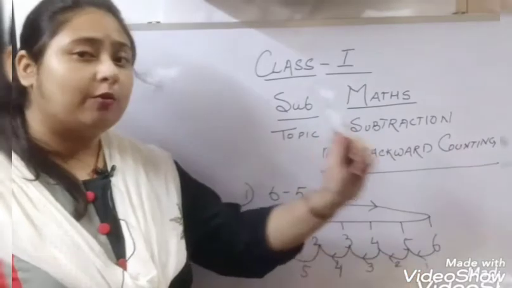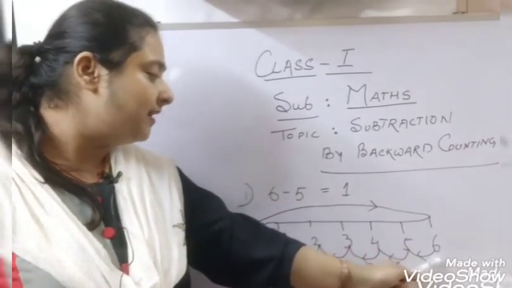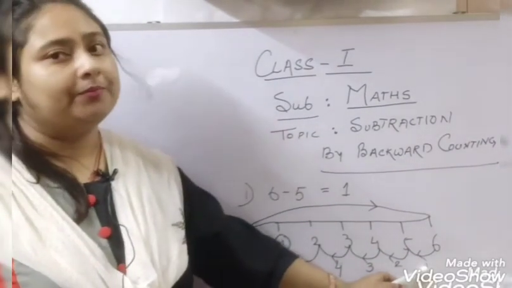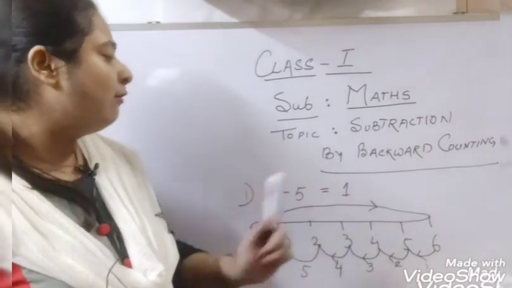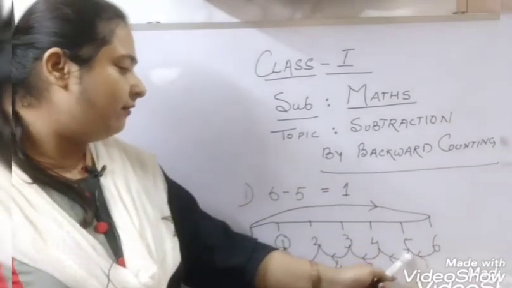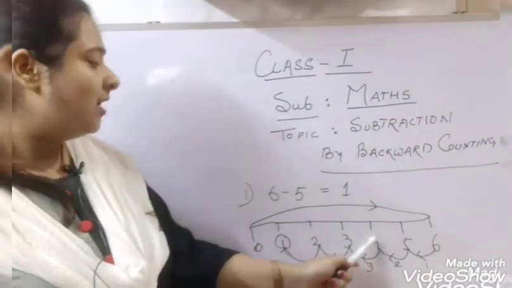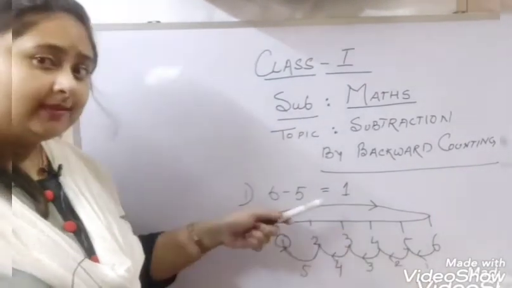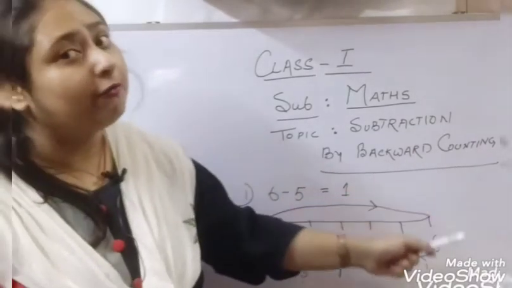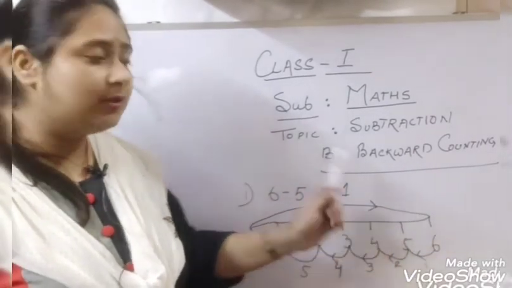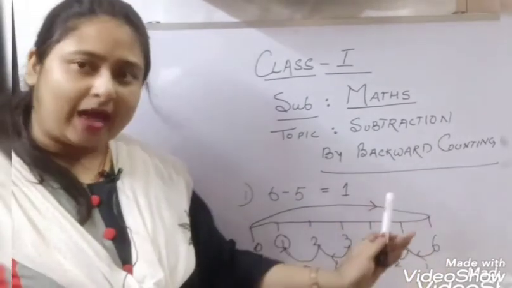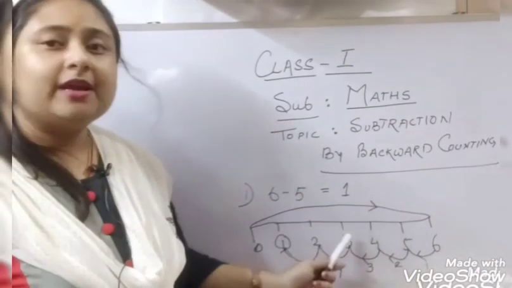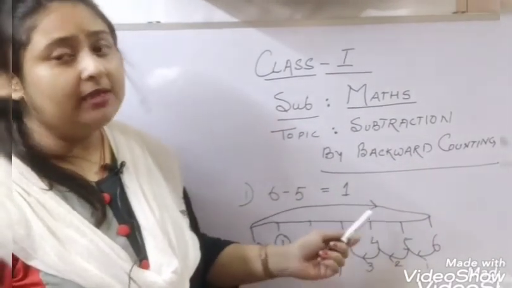So let's start. The one small arrow will be from 6 to 5. This is number 1 arrow. Okay. Our second arrow will be from 5 to 4. So children, just see the pattern that we are coming backwards. We are not moving forward. Forward means to go ahead and backward means to come backwards. So here we are subtracting the number by counting backwards.